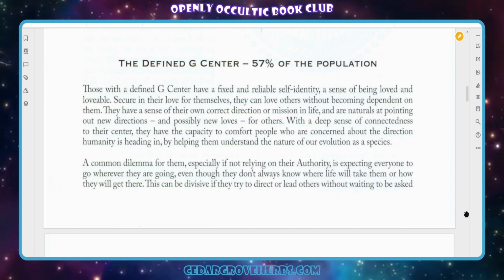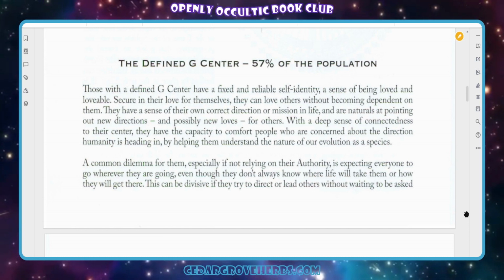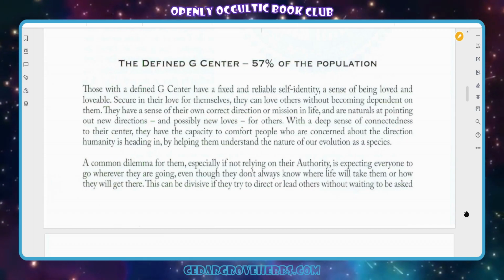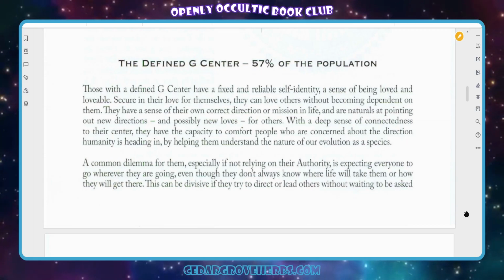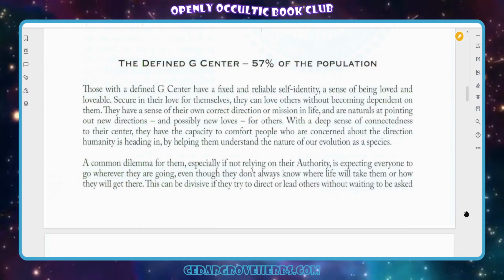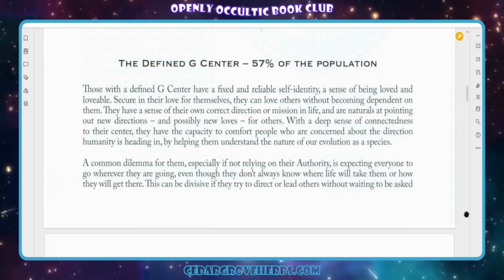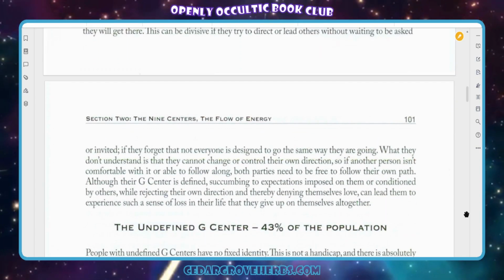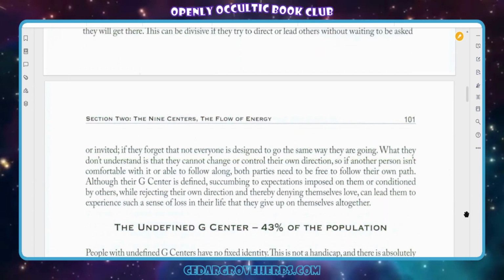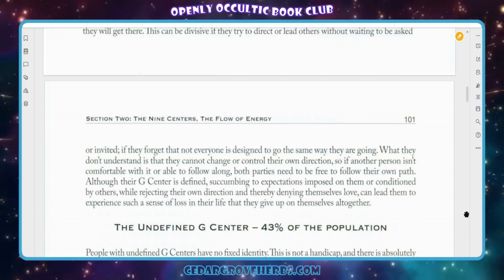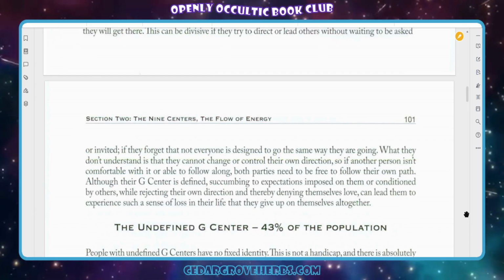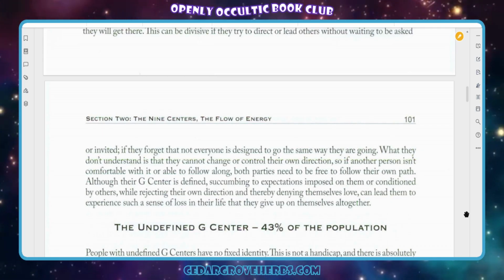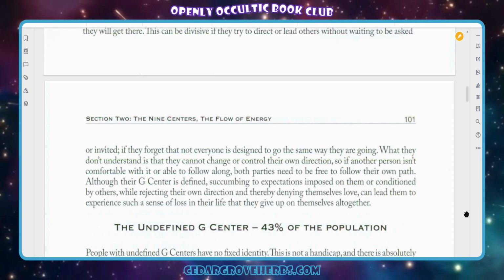A common dilemma for them, especially if not relying on their authority, is expecting everyone to go where they're going, even though they don't always know where life will take them or how they'll get there. This can be divisive if they try to direct or lead others without waiting to be asked or invited. If they forget that not everyone is designed to go the same way that they're going, what they don't understand is that they can't change or control their own direction.